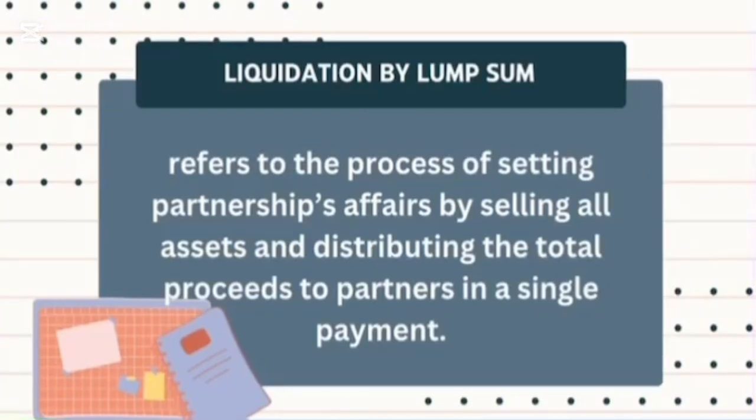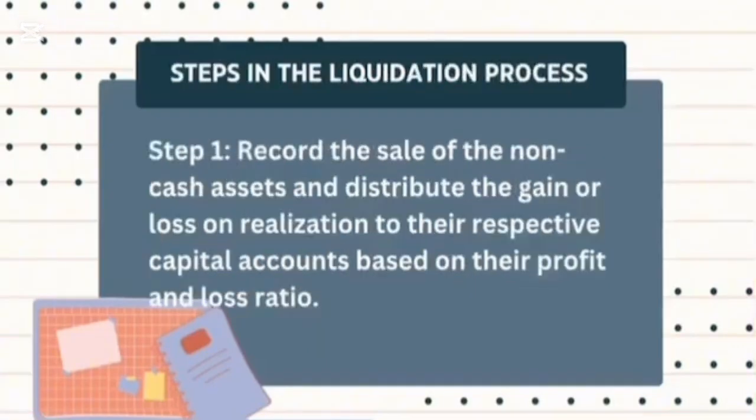Step 1. Record the sale of non-cash assets and distribute the gain or loss on realization to the respective capital accounts based on their profit and loss ratio. The gain will have the effect of increasing the partners' capital balances while the loss will reduce their respective capital balances. Step 2. Pay the partnership's outside creditors.